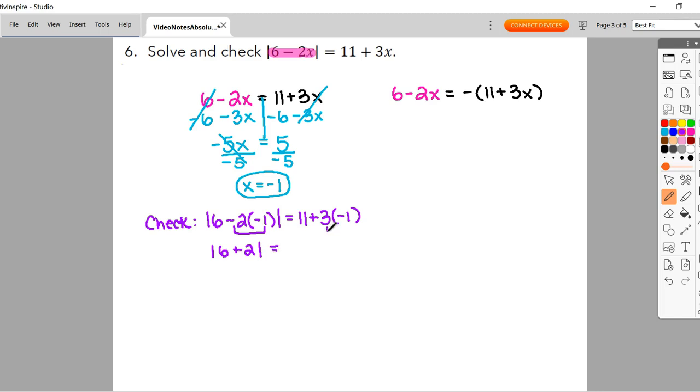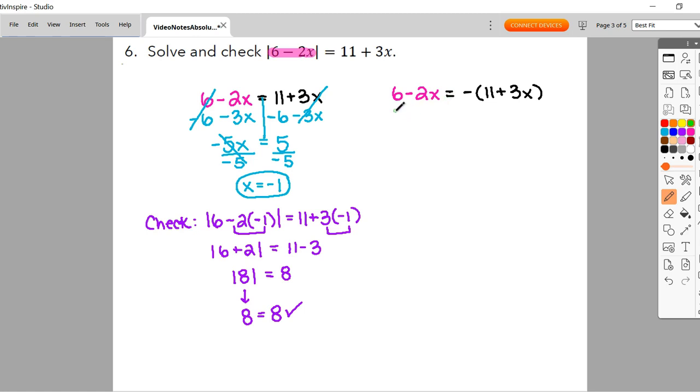And on the right side, same thing. We're doing PEMDAS first. So we do the multiplication of 3 and -1 to get us -3. We go ahead and get the absolute value of 8 equaling 8. And remember, absolute value is a distance, giving us 8 equaling 8, a true statement. Let's go ahead and solve this second possible solution.